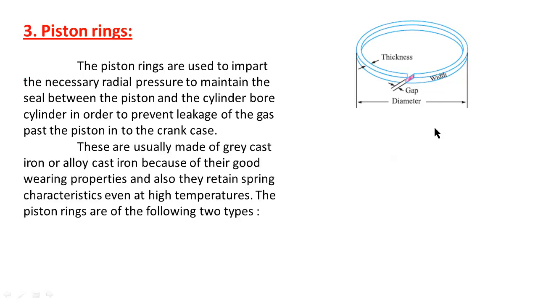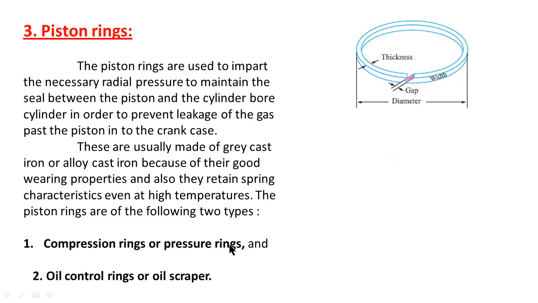These are usually made of gray cast iron. These piston rings are made of gray cast iron or alloy cast iron because of their good wearing properties, and also they retain spring characteristics even at high temperatures. The piston rings are of the following two types: compression rings or pressure rings, and the second one is oil control rings or oil scraper rings. These two are the piston rings.